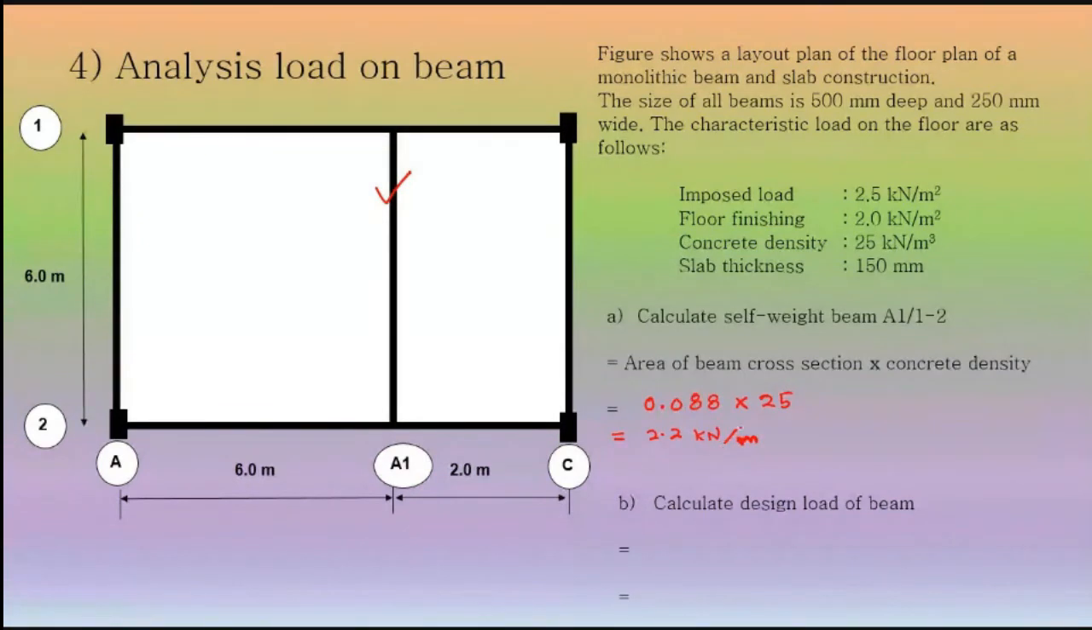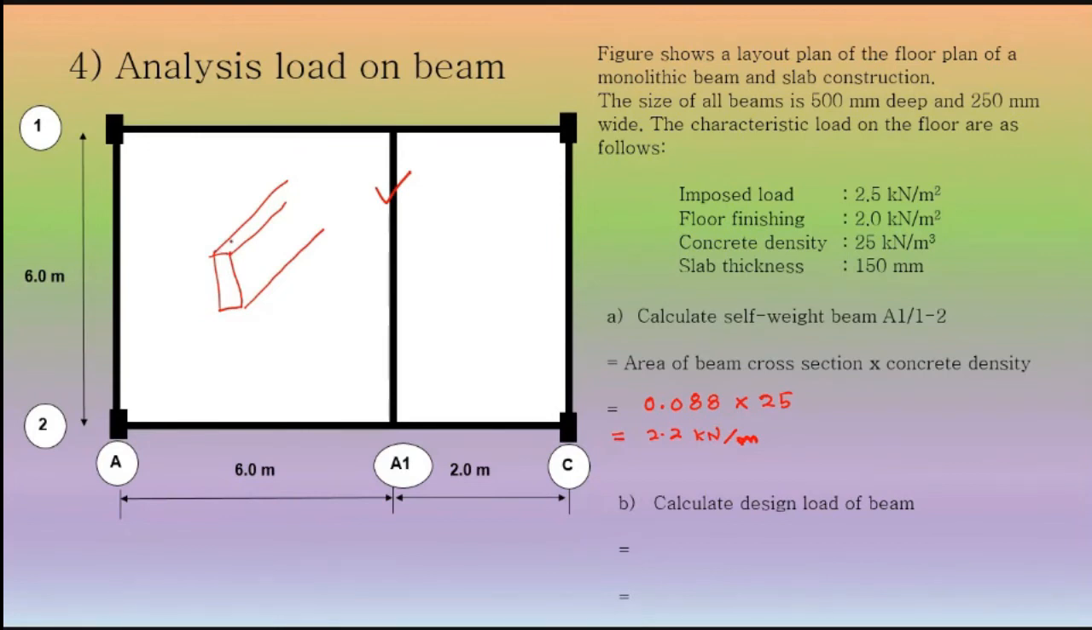Per meter square. Is that right? Beam, per meter. Unit of beam: kilonewton per meter or per meter square? Per meter. So again, please remember, self weight of beam is in per meter, guys.